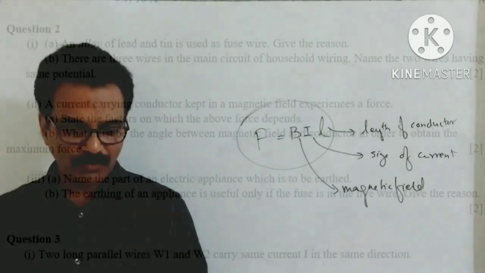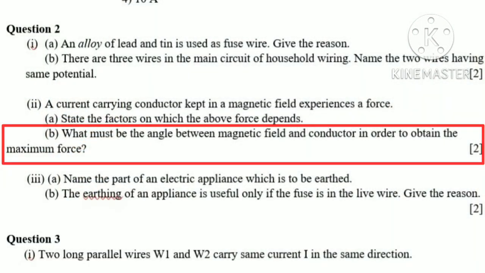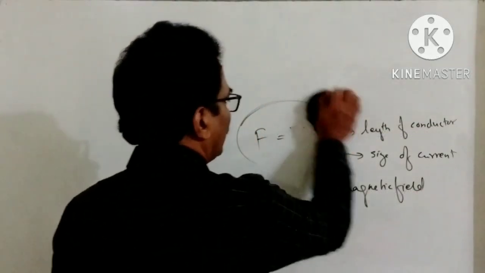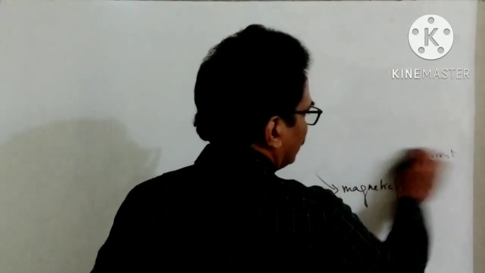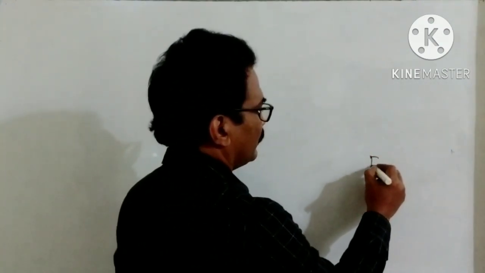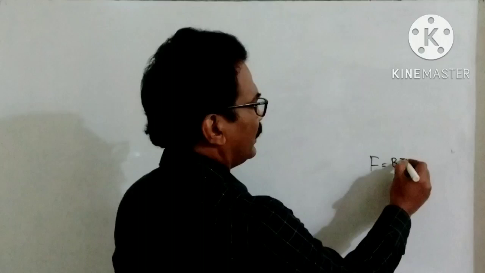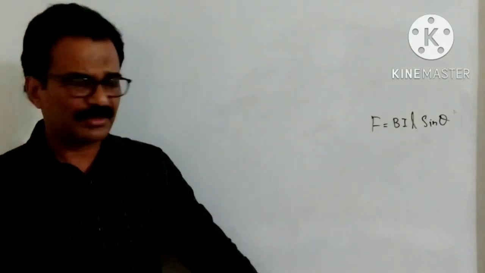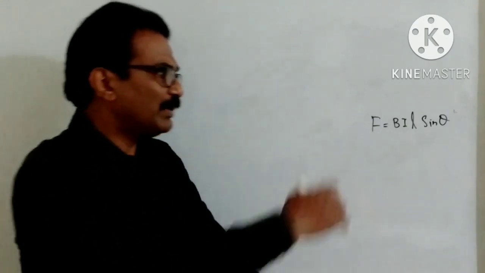Next question. What must be the angle between magnetic field and conductor in order to obtain maximum force? 90 degree. In fact, that formula is F is equal to BIL sin theta. Theta represents the angle between magnetic field and the conductor. At 90 degree, this value will be maximum.